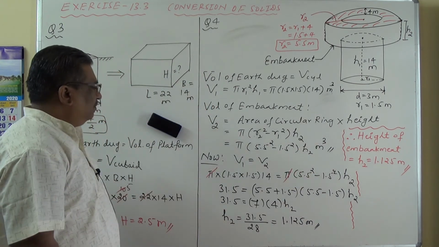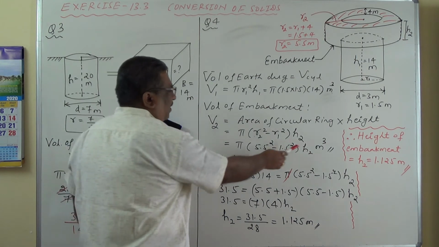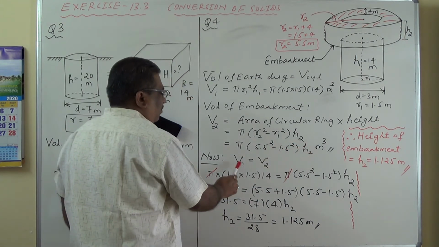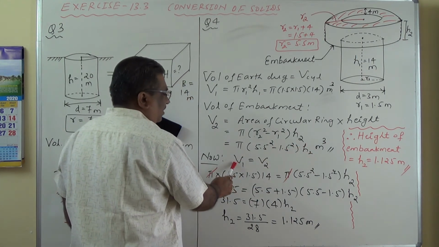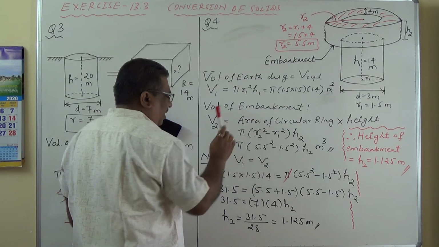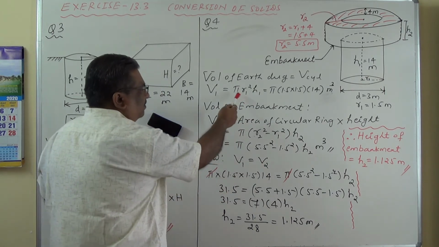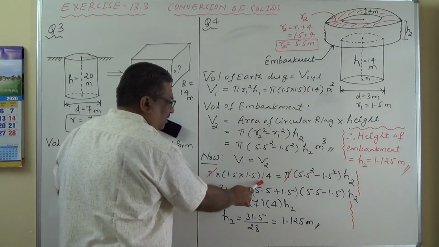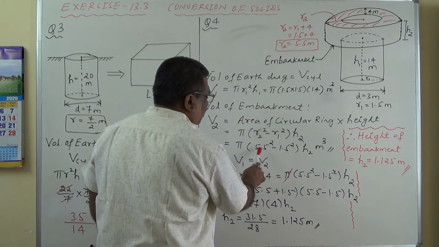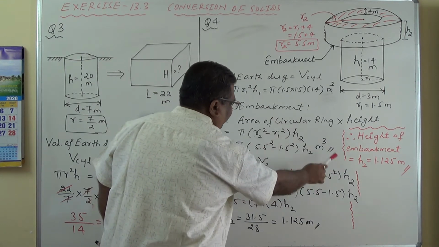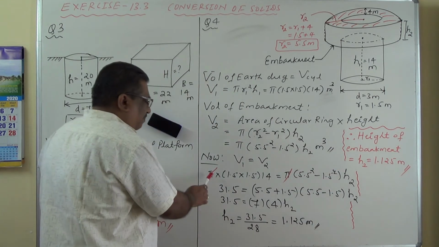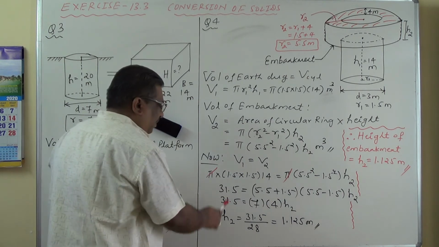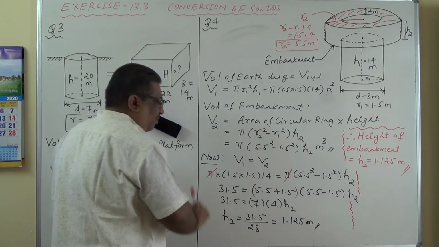Now in order to find this height h2, volume should be equated. Volume of the cylindrical well is equal to volume of the embankment. So substitute the values here. Pi into 1.5 into 1.5 into 14 is equal to pi into 5.5 the whole square minus 1.5 the whole square into h2. Pi cancels here. This you work out, it is 31.5.